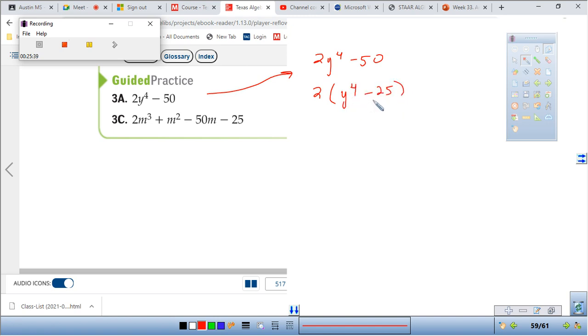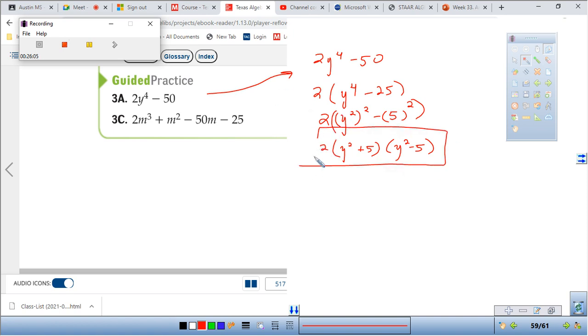Oh, look at this. A difference of squares. This part here is y squared minus 5 squared. Difference of squares, guys. 2 on the outside, don't forget that. So this part here, it breaks down to y squared plus 5 and a y squared minus 5 with a 2 on the outside. And there it is. This is that thing factored.